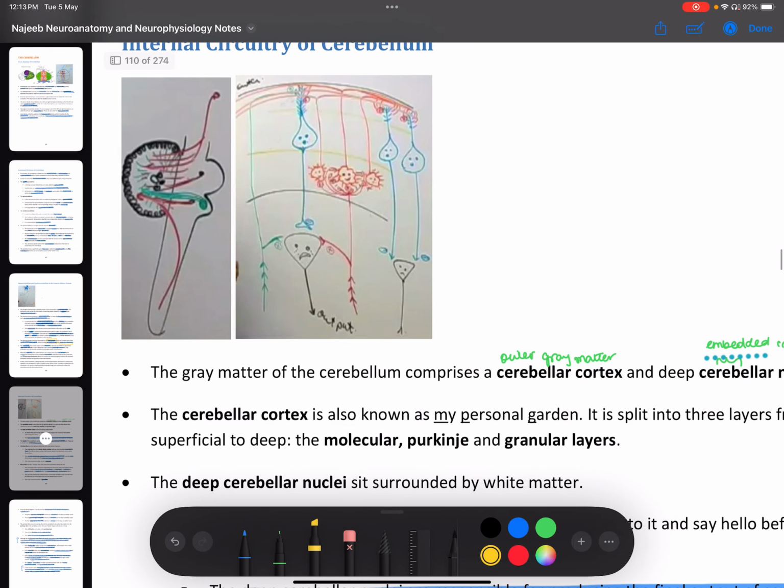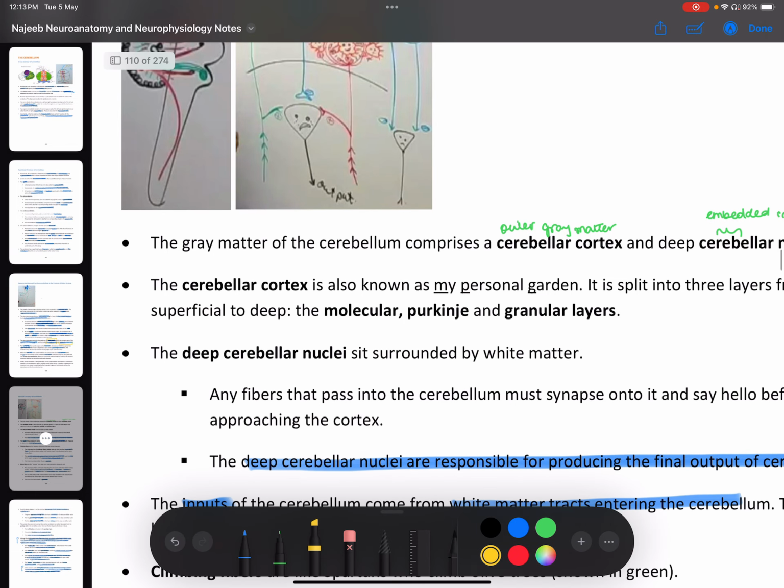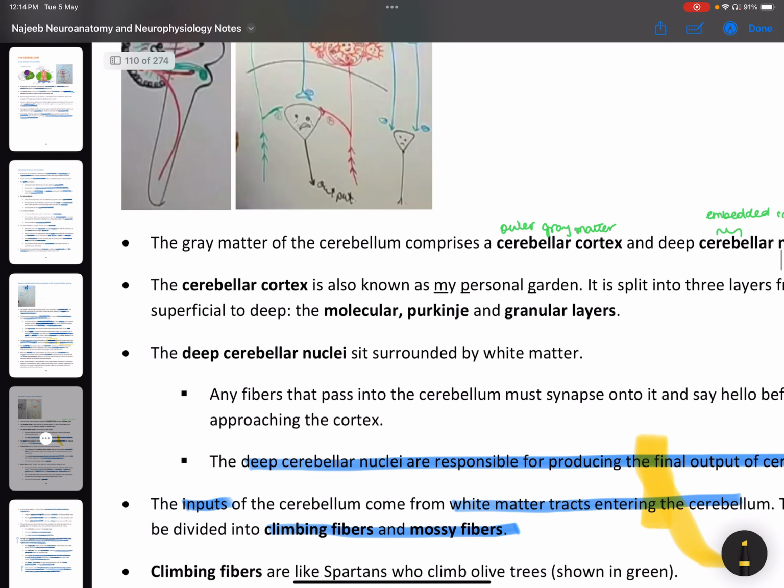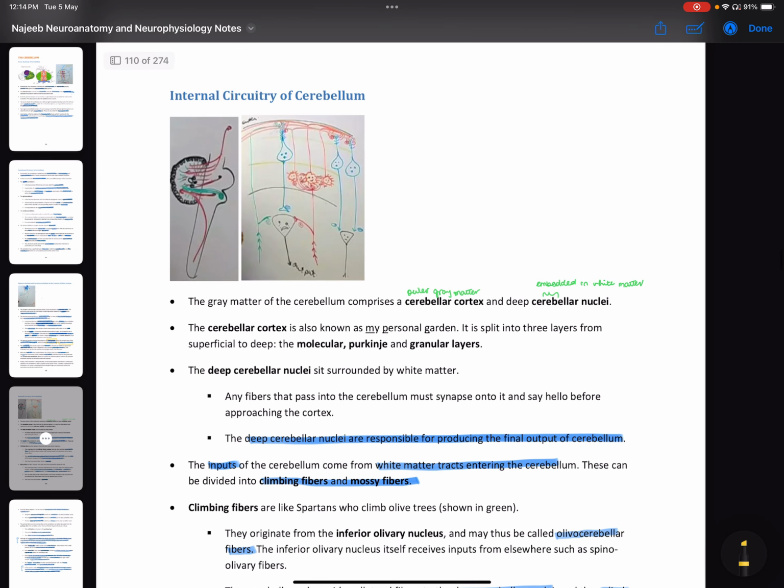So any of the fibers that are entering the cerebellum, before entering the cortex, have to go into the white matter and say hello to these deep cerebellar nuclei. Deep cerebellar nuclei are responsible for producing the final output of the cerebellum. Very important. So who produces the final output of the cerebellum? Deep cerebellar nuclei. So are you understanding the internal circuitry?